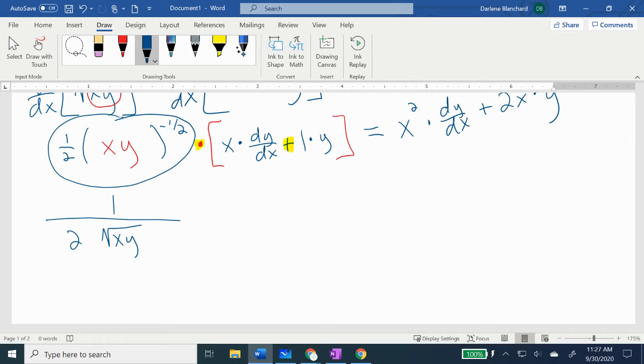So as I distribute that over this addition, I'm going to wind up getting that times x times dy/dx. I'm going to save myself a little bit of time and just go like that. X times dy/dx. Plus, as I am distributing again, I have that this is 1 over 2 root xy, and then multiplied by y.